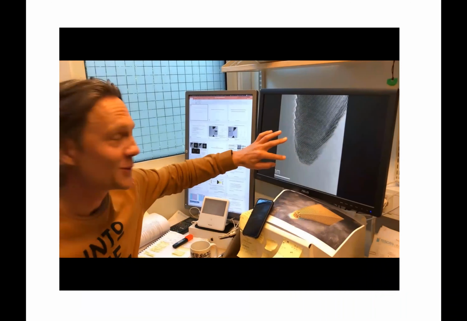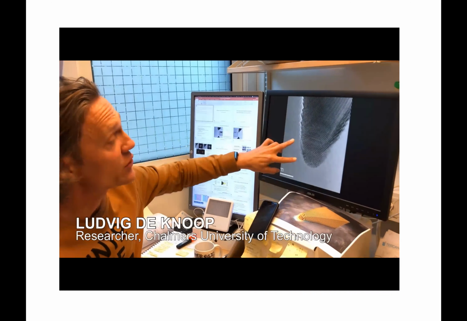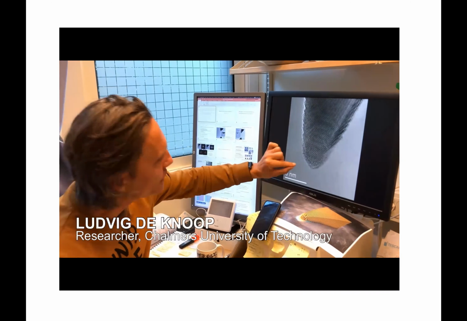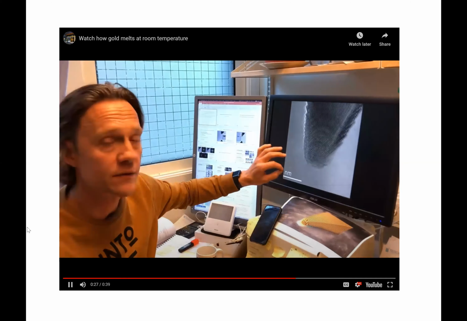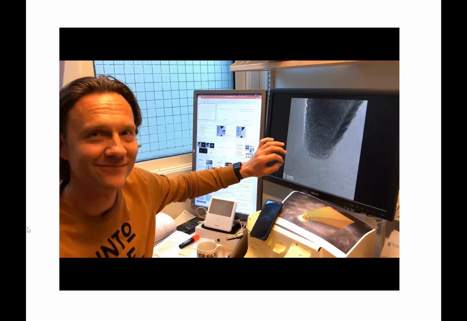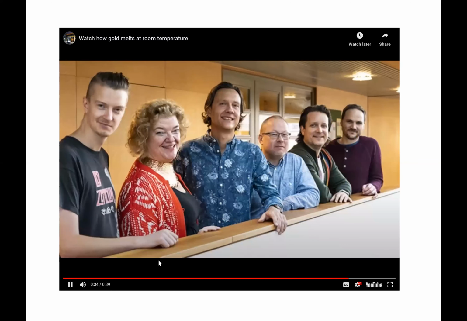So here we have a gold nanocone at room temperature, and we're applying an extremely high electric field around the apex here. And now we can actually see how these last 3 or 4 layers go into a surface melted state. So you can see how these atoms are moving around a lot more compared to the upper part of the gold nanocone. And so what we see here is surface melting at room temperature, right here at the tip.